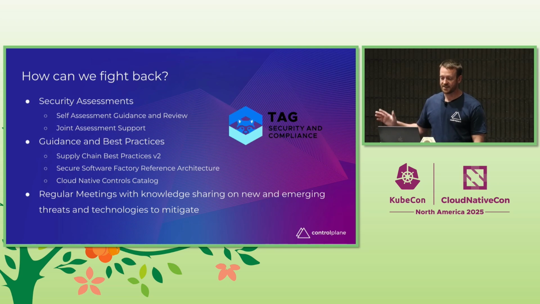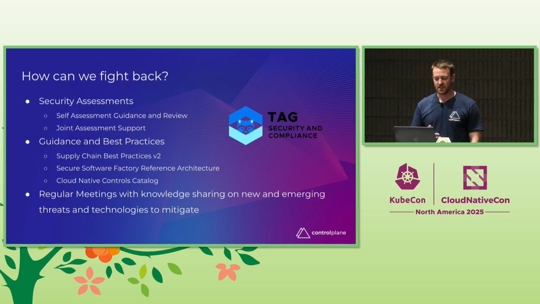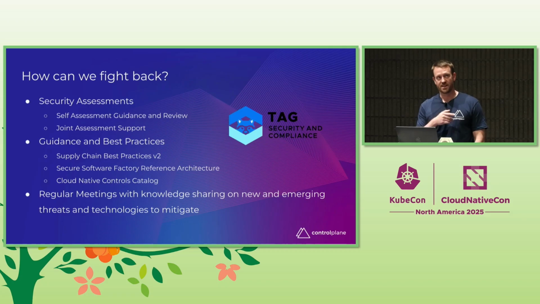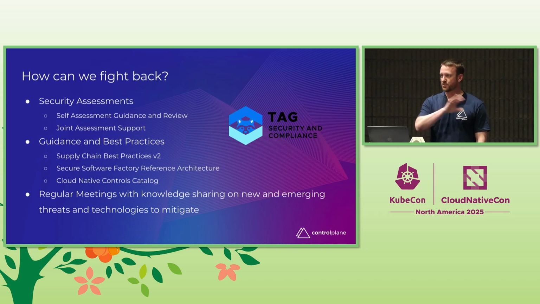We also have guidance and best practices. This is for the projects themselves, but also for end users of cloud-native software. We just published at KubeCon in London the supply chain best practices V2. The original version came out about a year after SolarWinds, so I think the end of 2021. And a few things have changed since 2021 to now, 2025.